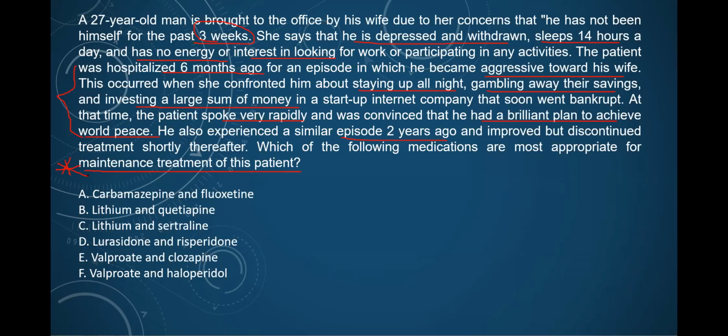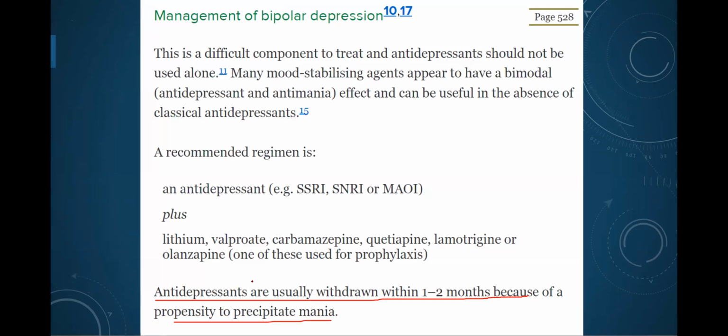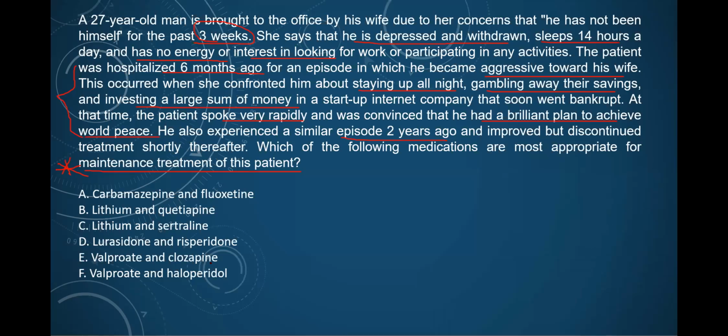So for the maintenance treatment for this particular patient, what you will give? Carbamazepine and fluoxetine, lithium and quetiapine, lithium and sertraline, lorazepam, risperidone, valproate, clozapine, valproate, haloperidol. So think clearly, this patient is a bipolar disorder patient, had a mania previously, now patient is depressed. So you have to follow this criteria. So an antidepressant and a mood stabilizer. So what do you think should be the option?